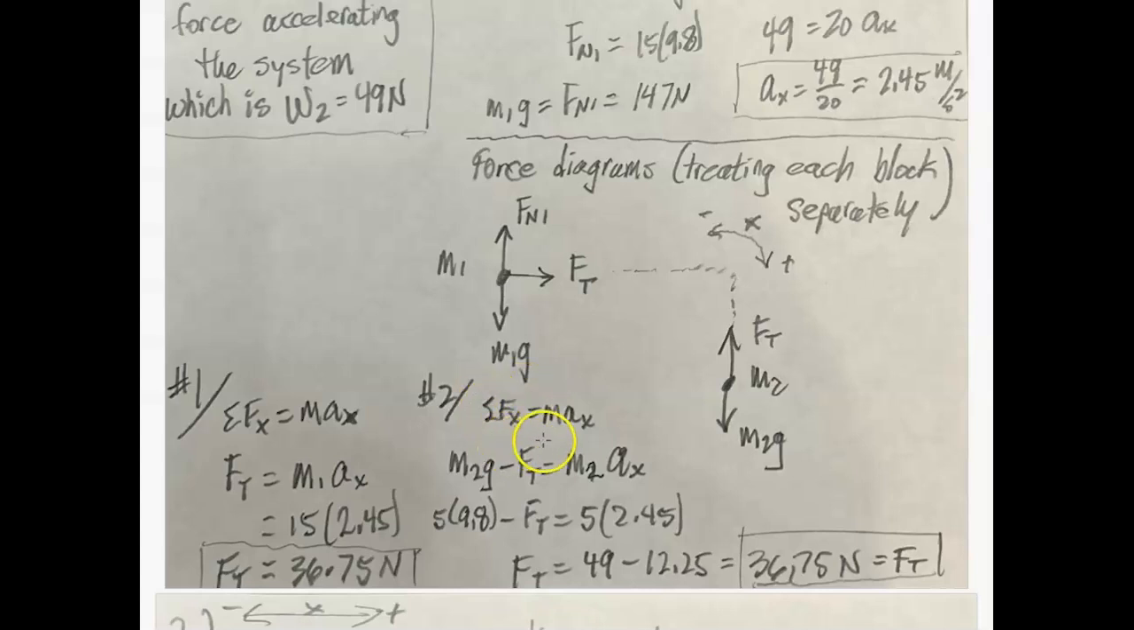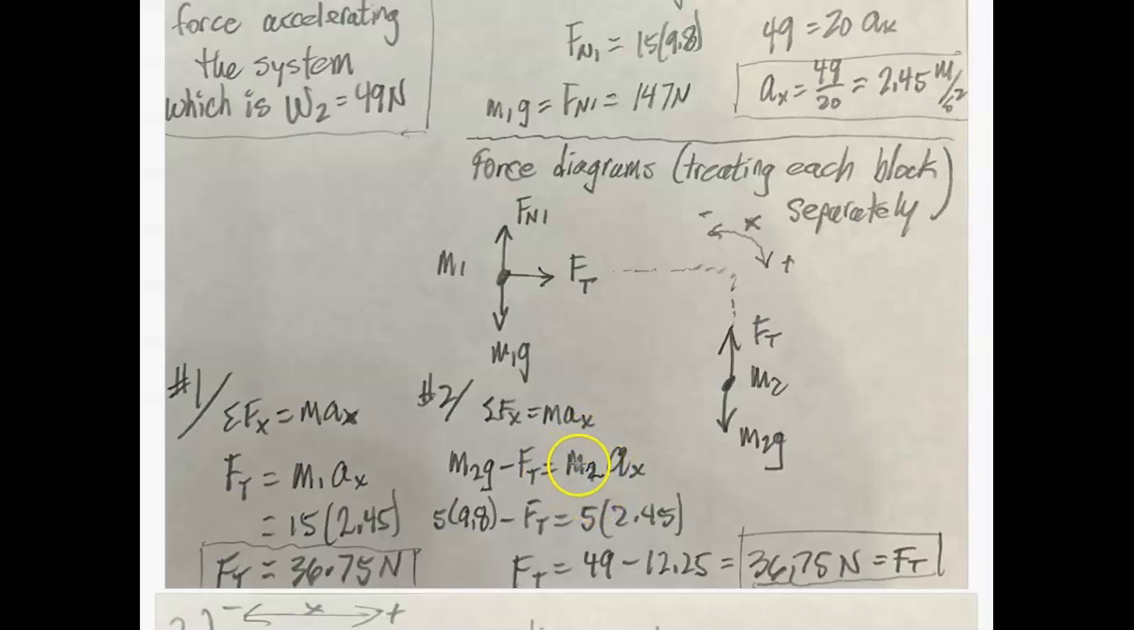Block number 2, the sum of the forces acting on it is equal to its mass times acceleration. But now on block number 2, there are two forces along the direction of motion. M2G is in the positive direction, according to my plus-minus system up here, and the tension is in the negative direction, so M2G minus Ft is my sum of the forces. And those are the forces acting on mass number 2.